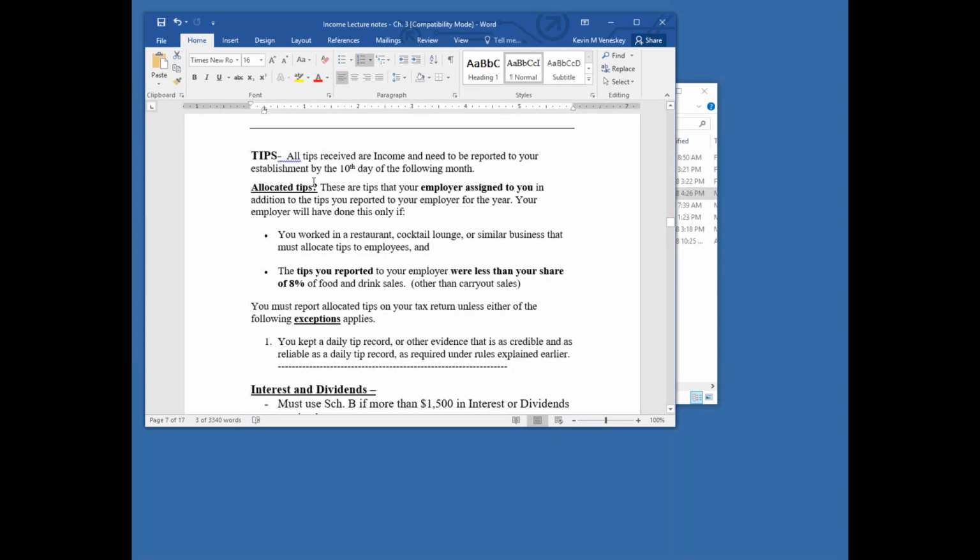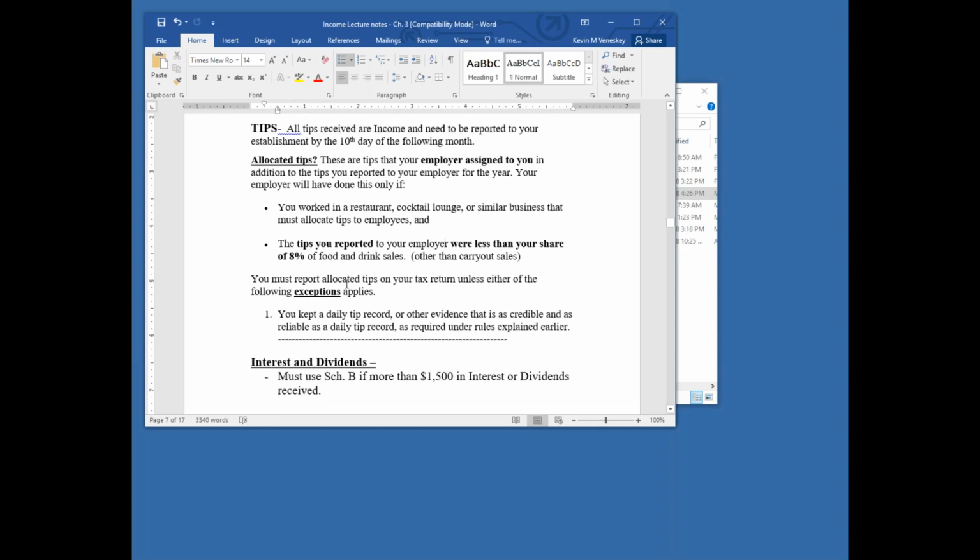Okay, tips. What I had mentioned before is if you don't report your tips or you're not reporting enough, your employer is responsible to assign to you tips that they feel you probably would have earned in a similar establishment. These tips, especially, you're going to be shown that you didn't report all your tips if they were less than 8% of your food and drink sales, unless you can prove otherwise. If you can prove otherwise, that you keep a detailed record of all of the tips that you receive and from all of the sales that are food and drink sales, not carryout. Carryout's different.